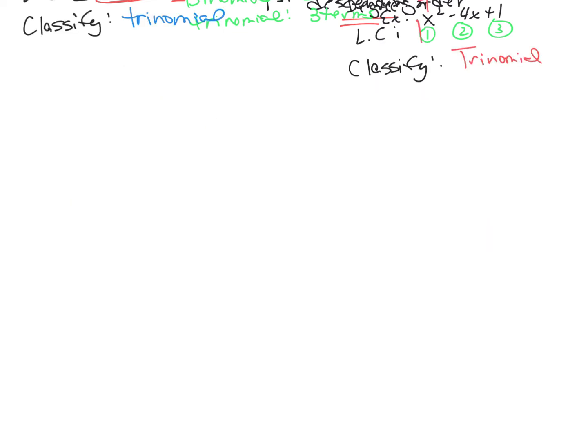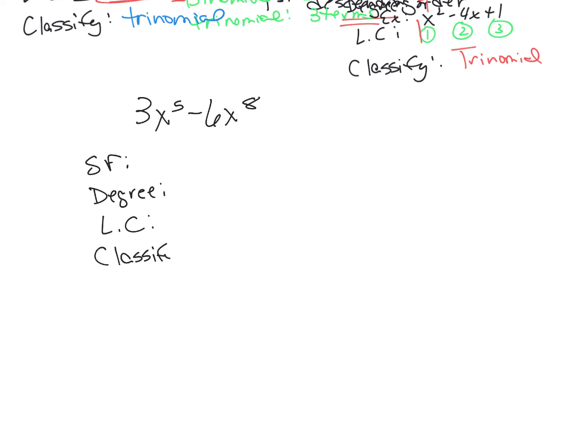All right, let's look at one more. We're going to do 3x to the power of 5 minus 6x to the power of 8. So put it in standard form, state the degree, state the leading coefficient, and then classify. So pause the video, see if you get this right.